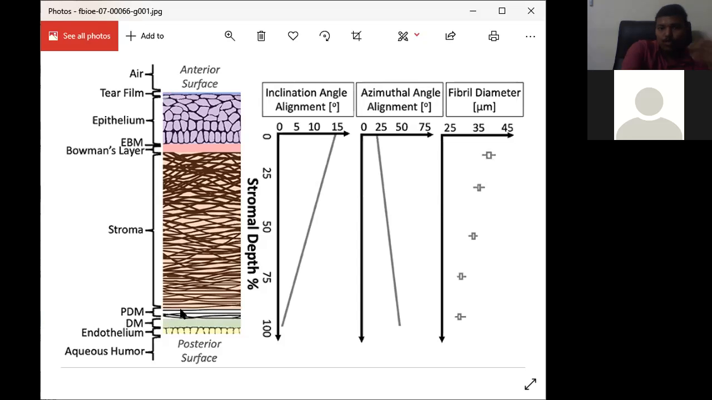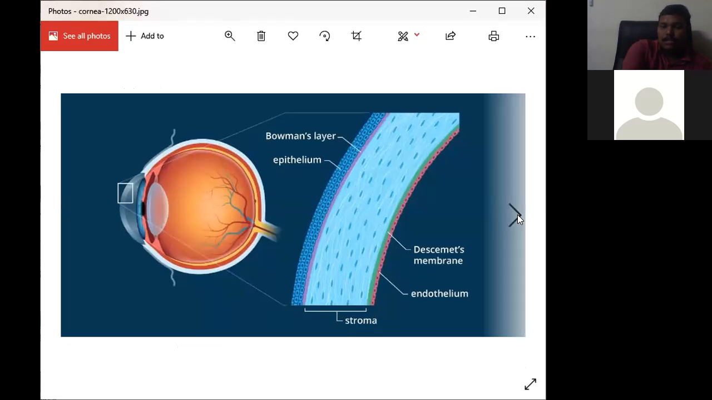Sometimes in old people, you can also see a pre-descemet membrane, which is nothing but the descemet membrane in advance, right? So here the thickening is more, and here the thickening is most, right? The next layer will be the endothelium, right? So that's about these different structures.